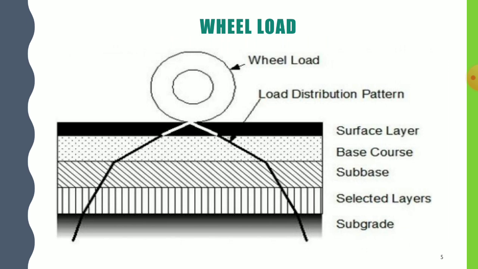Here you can see the wheel load has a load distribution pattern. At the surface layer, it has a triangular load distribution. Then in the base course, the width of the load dimension increases. Next we go to the sub base, where it also increases, and lastly in the subgrade layer, the wheel load spreads over a larger area than at the surface layer.